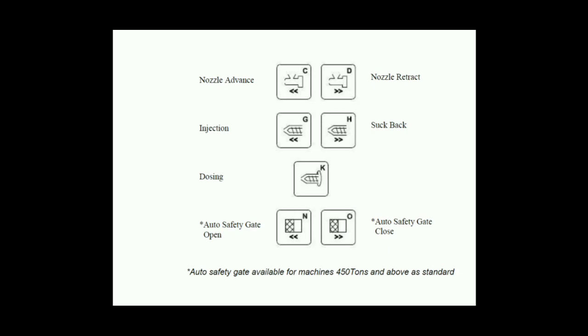Now the last option is for auto gate safety, auto gate safety open and close. You can see that this auto gate is available for machines of 450 ton or above. Now these are the pneumatic ejectors. You can see the pneumatic ejectors are marked as P, Q, R, S and 1, 2, 3, 4 numbers. That means this will determine how many pneumatic ejectors are in your system and how many you can use. All these things you can get from here.